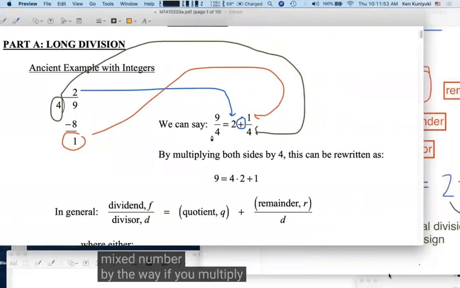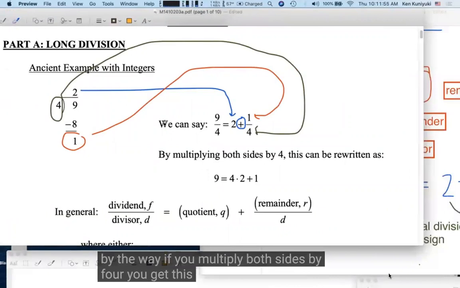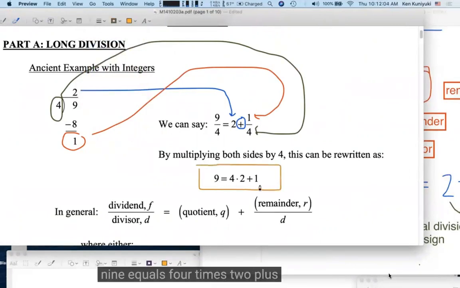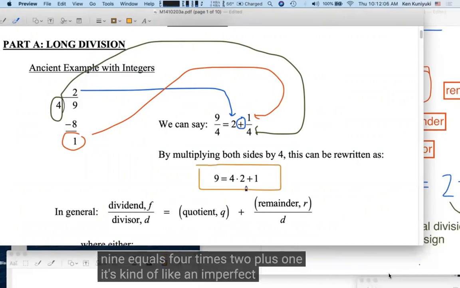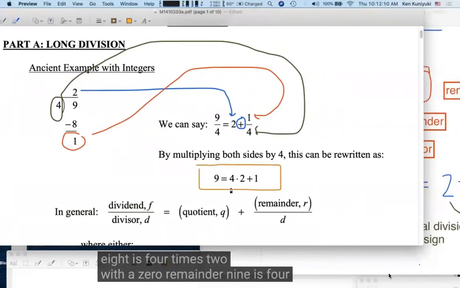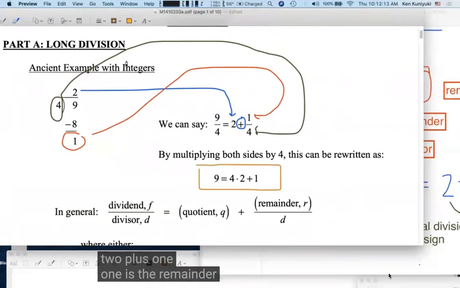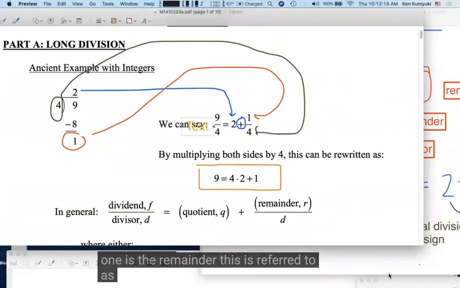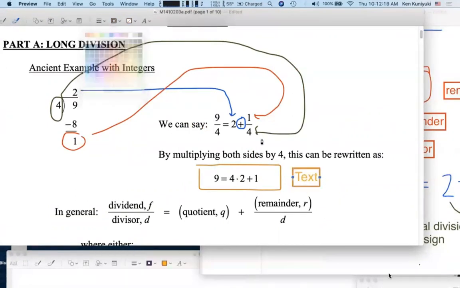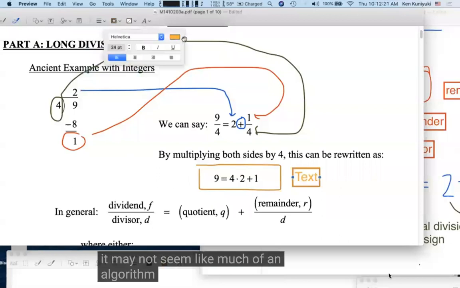By the way, if you multiply both sides by 4, you get this over here. Nine equals 4 times 2 plus 1. It's kind of like an imperfect factoring. 8 is 4 times 2 with a 0 remainder. 9 is 4 times 2 plus 1. 1 is the remainder. This is referred to as the division algorithm. It may not seem like much of an algorithm, but it is called the division algorithm.